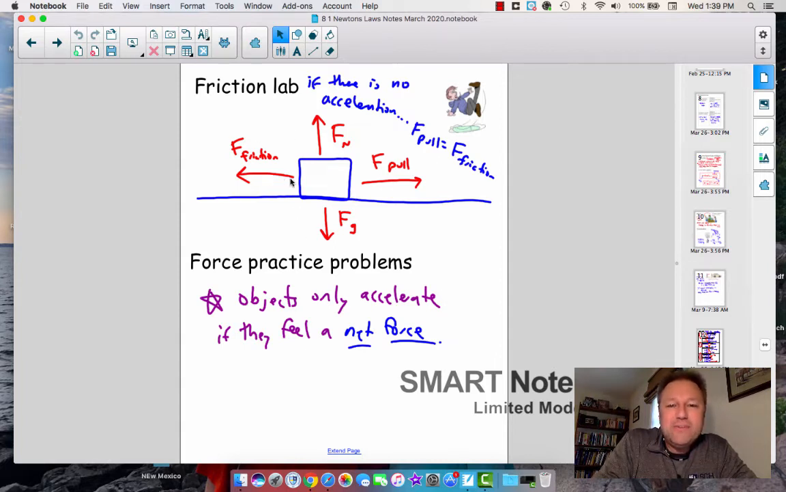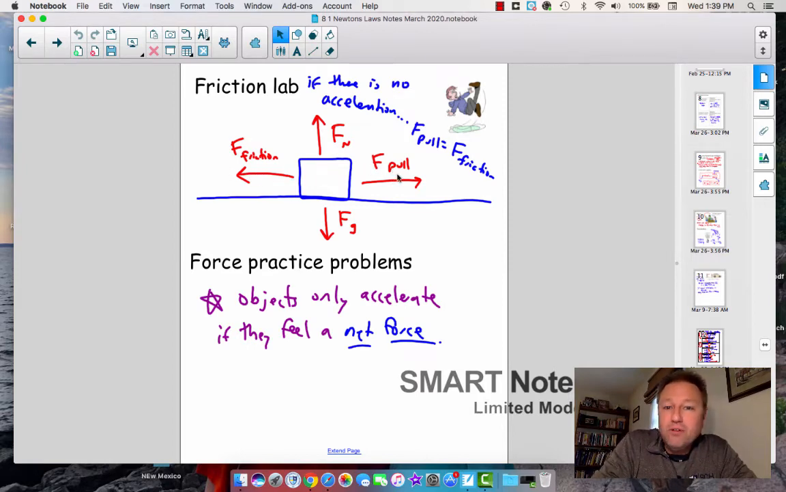This idea is that if you're pulling something along the ground, and it's not accelerating, it's just going at a constant speed, no acceleration, all forces on it must be equal. Well, we know that there's a force of gravity pulling down on it. There's the normal force pushing up on it. And if it's not accelerating, it means that the force that you're pulling on it, the force that you were measuring, is the same as the friction force trying to hold it back.